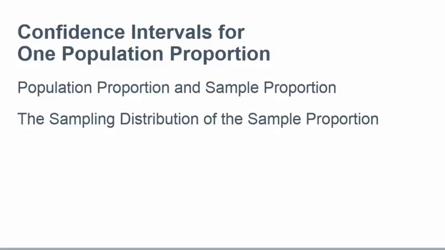To recap the section, confidence intervals for one population proportion. Population proportion and sample proportion. Population proportion is p and the sample proportion is p hat. Both are percentages. The sampling distribution of the sample proportion: the mean of p hat equals the population proportion, mu sub p hat equals p. Sigma sub p hat equals the square root of p times 1 minus p divided by n.